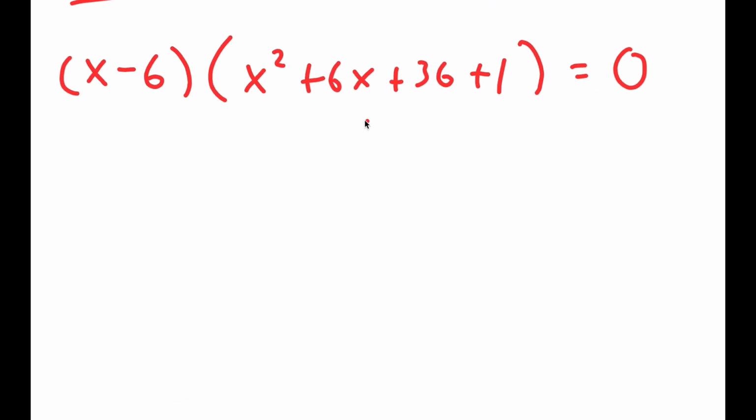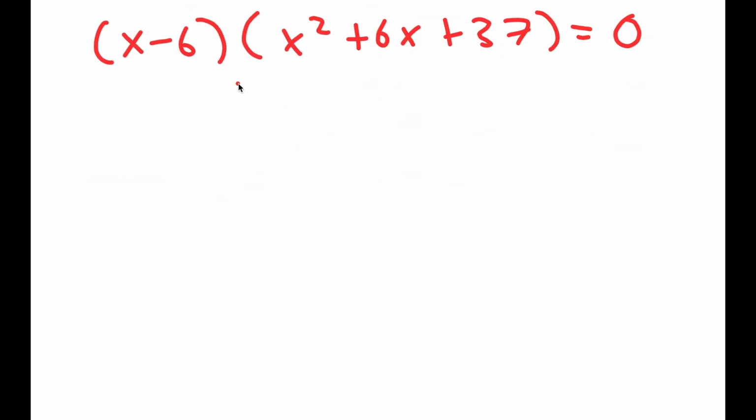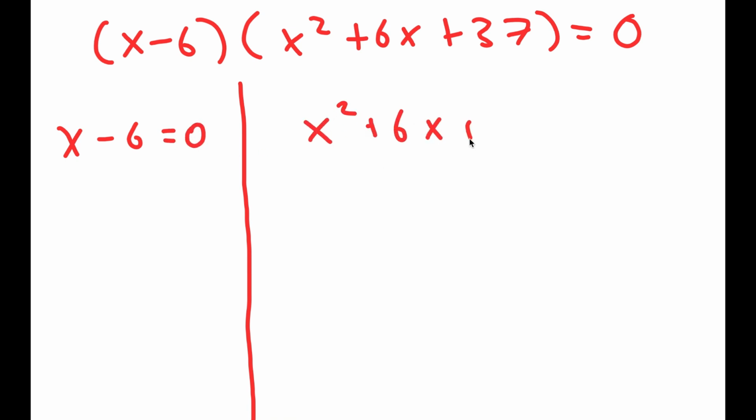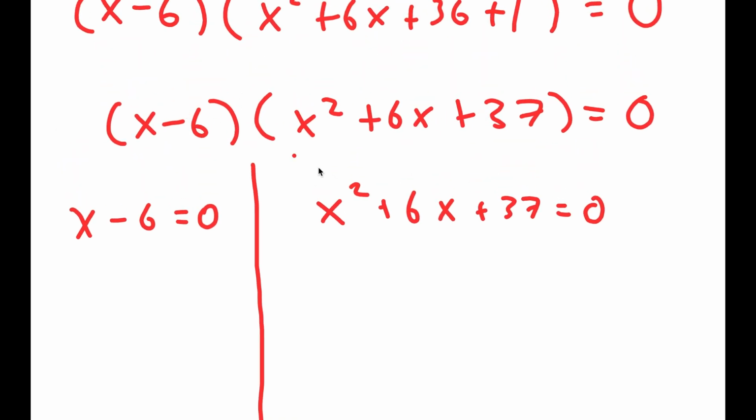Now, from here, I get x minus 6 times x squared plus 6x plus 36 plus 1. Well, 36 plus 1 is 37. So I have this plus 37 is equal to 0. And now we have two much more simplified equations. So I'm going to divide this into two different equations. x minus 6 is equal to 0, and x squared plus 6x plus 37 is equal to 0. And the reason I'm doing this is because we only need one of these to equal 0 for the entire equation to equal 0.